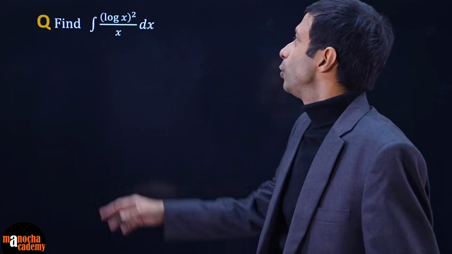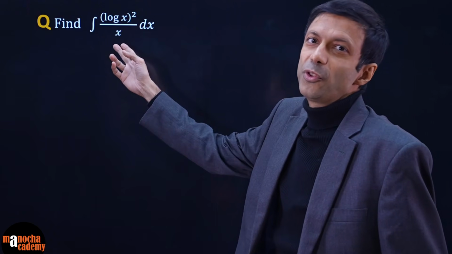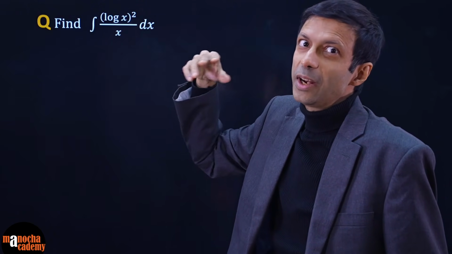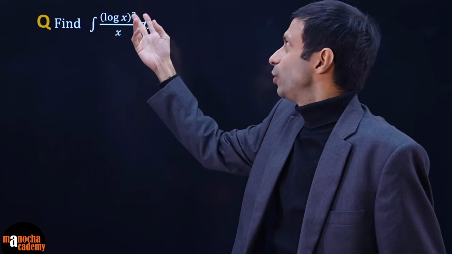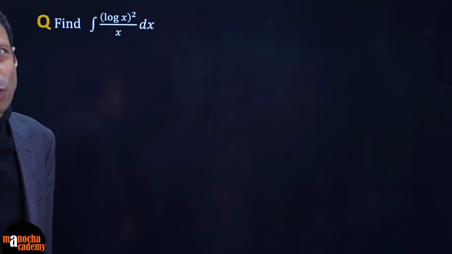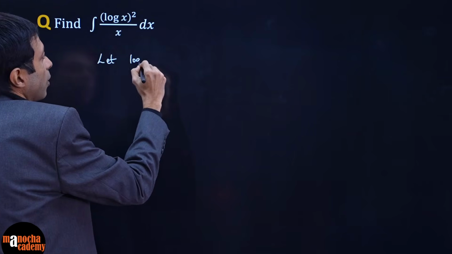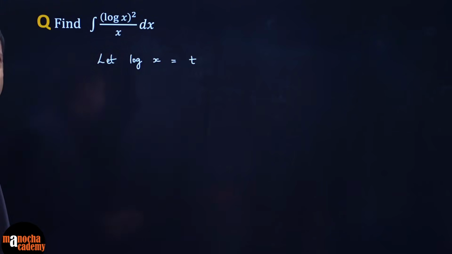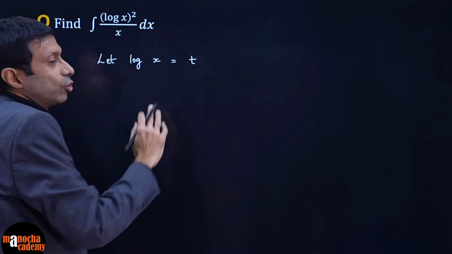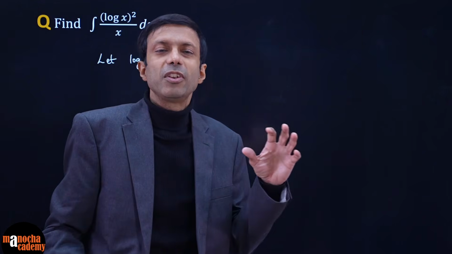See, when you differentiate log x, you are left with 1 by x. Think like that, because you have to do that differentiation, right? So I think we should take log x as t, because differentiation of 1 by x will not give you log x, right? So let log x equal to t. Clear? And now differentiating. So till now what we were doing, differentiating with respect to t.